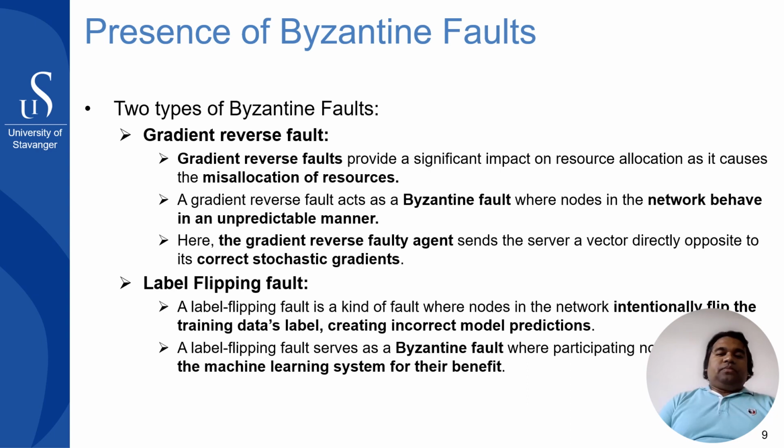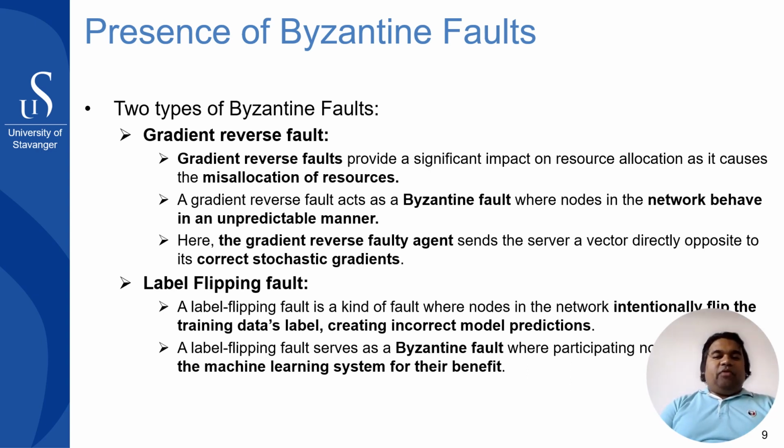It also acts as a Byzantine fault where nodes in the network behave in an unpredictable manner. And here we consider the gradient reverse faulty agent sends the server a vector directly opposite to its correct stochastic gradients. So it will basically send just the opposite values of the gradients, and this can be really harmful for deciding about the allocation or the revenue model learning.